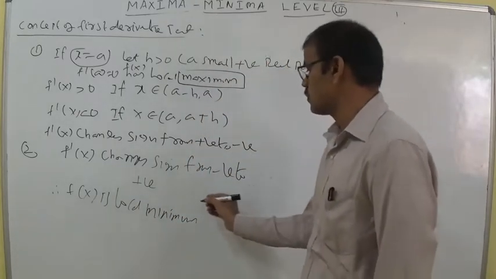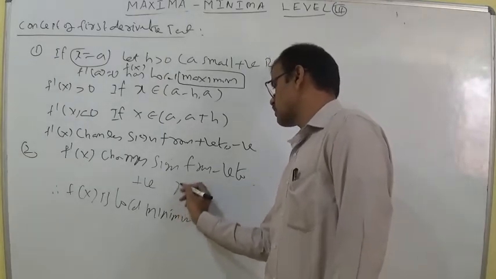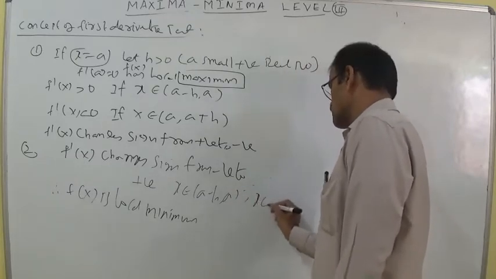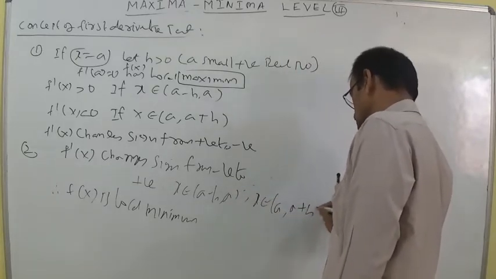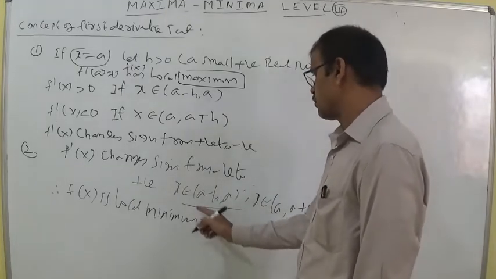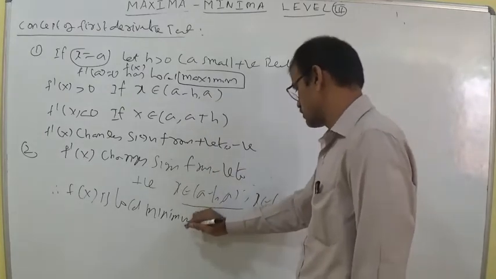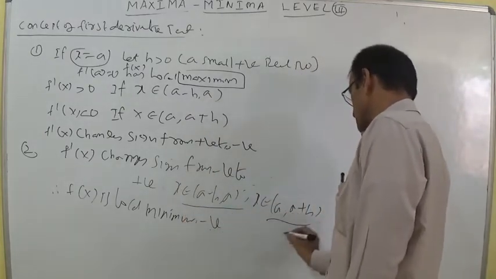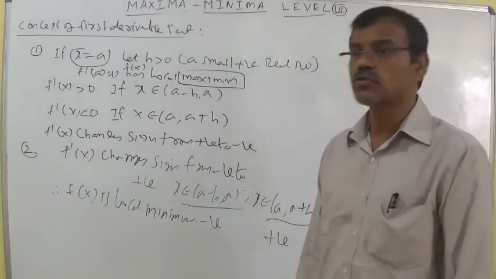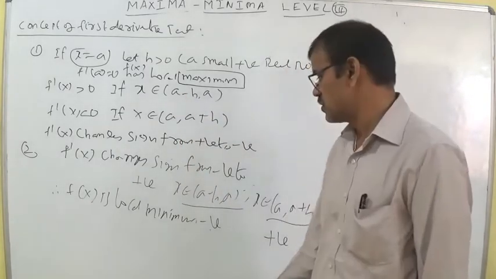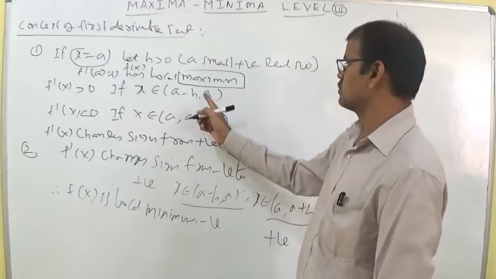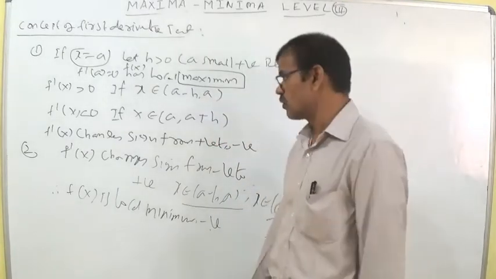Here, what is negative to positive, sir? Between x belonging to a minus h comma a and x belonging to a comma a plus h. Here this value should be positive, and positive to negative becomes maximum. This value should be negative in this case and this value should be positive in this case. If the value changes from left to right, negative to positive, it becomes a local minimum, and if the value changes from positive to negative, it becomes a local maximum.